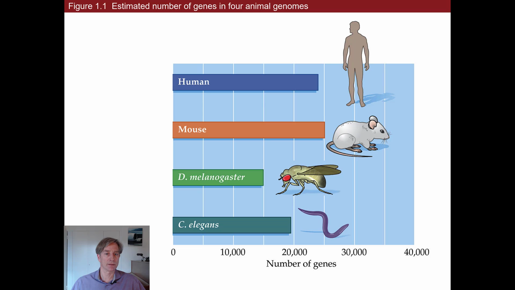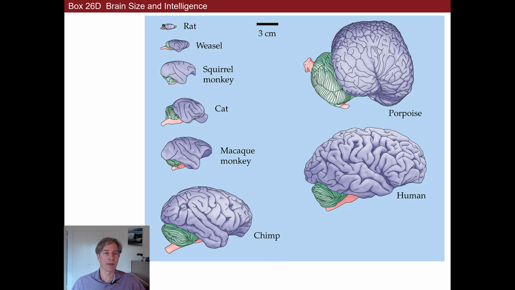Let's look at brain size. So here's a comparison of brain size, roughly in proportion to the true size. So the heaviest brain is that of the sperm whale. It weighs about 8 kilograms. So humans have a lighter brain, right? Ours weighs maybe 1-2 kilograms.